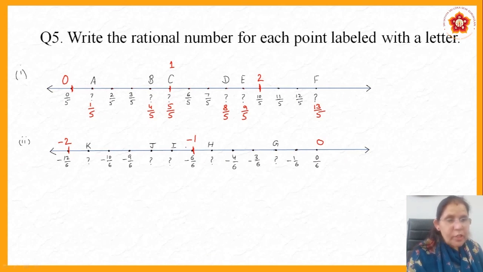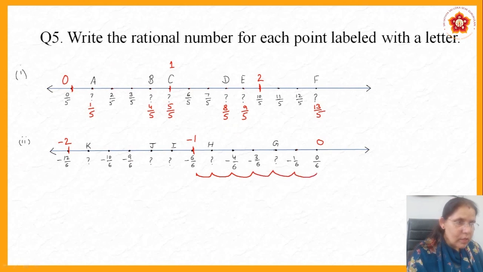Now let's see this. Check it also between 0 and minus 1. Is it divided into 6 equal parts? Because 6 is in the denominator. See the number of parts. 1, 2, 3, 4, 5 and 6. You can see from here also. 1, 2, 3, 4, 5, 6. 6 equal parts are there.